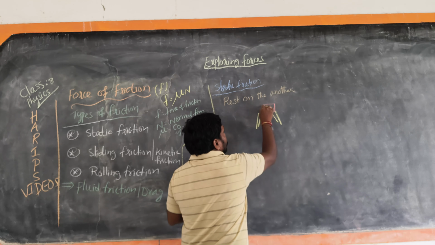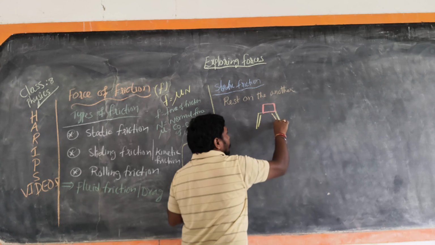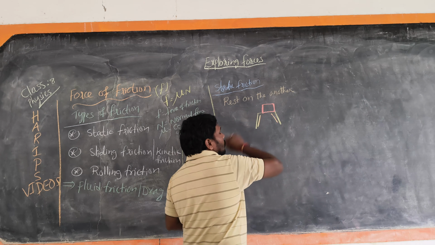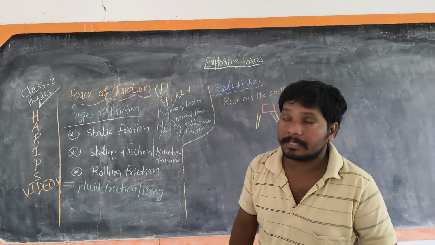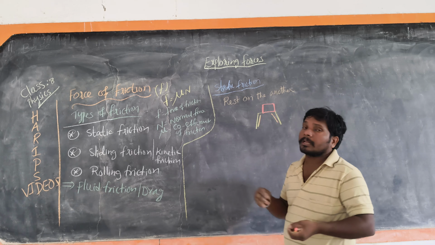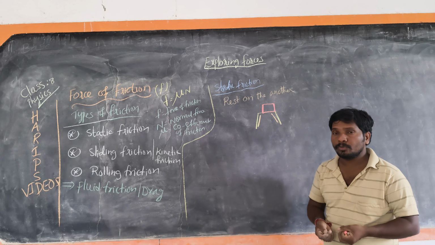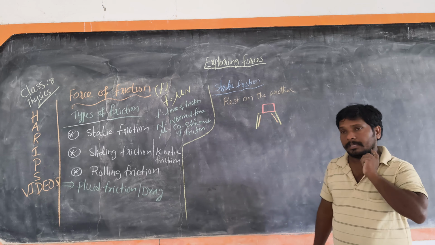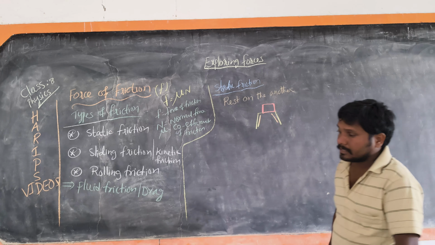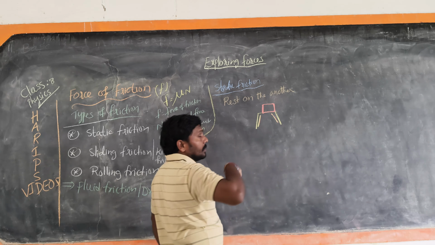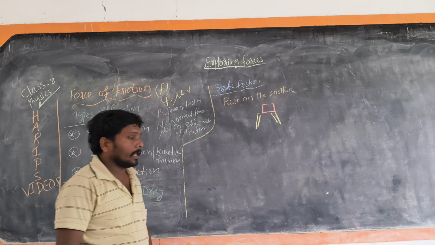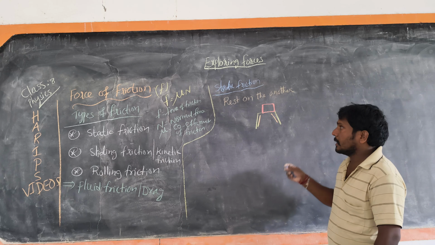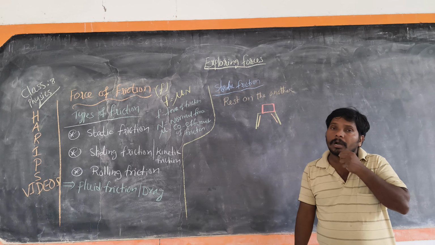For example, if we place a box on the table, there is some force of friction between these two. If the two objects are relatively at rest to each other, force of friction exists between the two surfaces because of the interlocking of irregularities. As we discussed, friction is caused by the interlocking of irregularities between the two objects.